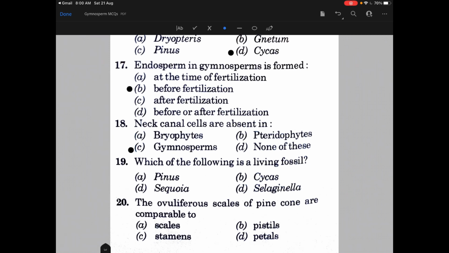Next, which of the following is a living fossil? The answer is B, that is Cycas. Next, the ovuliferous scales of pine cone are comparable to dash. The answer is B, that is pistils.